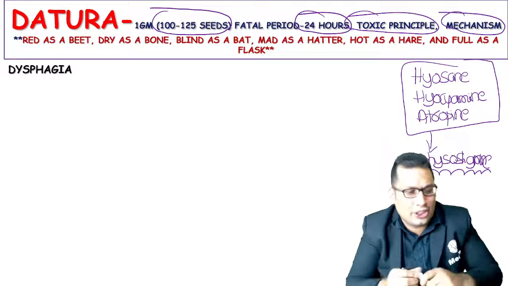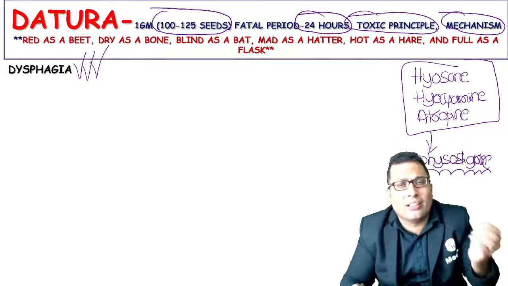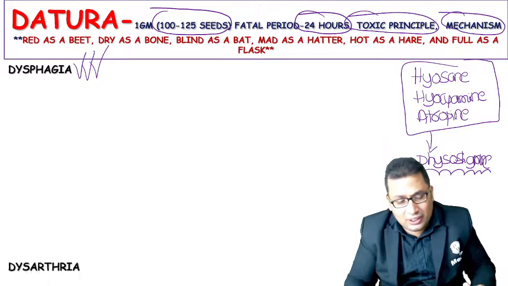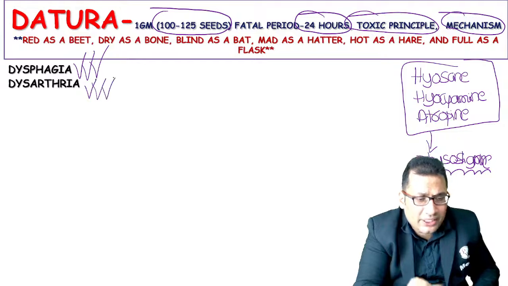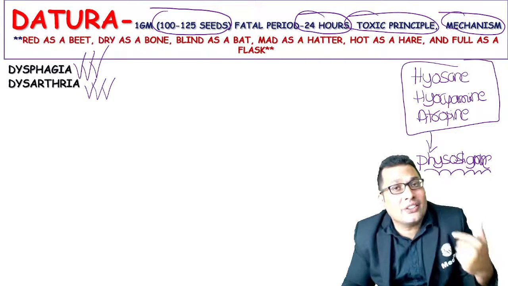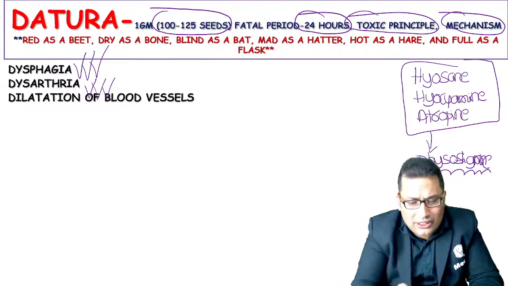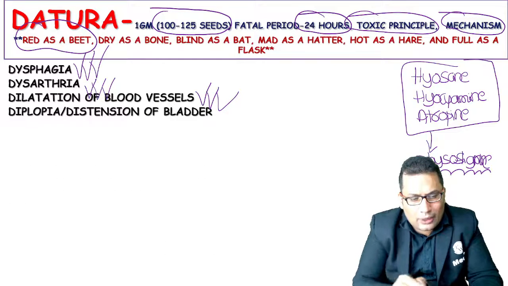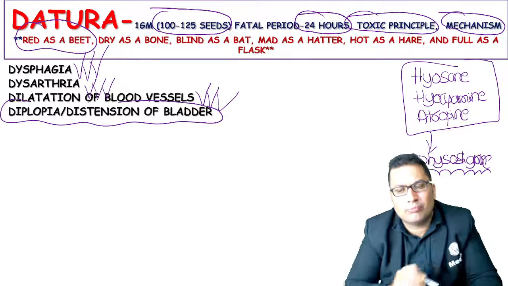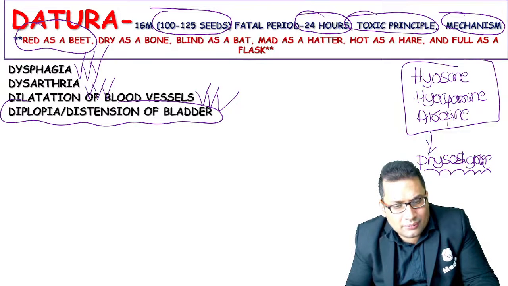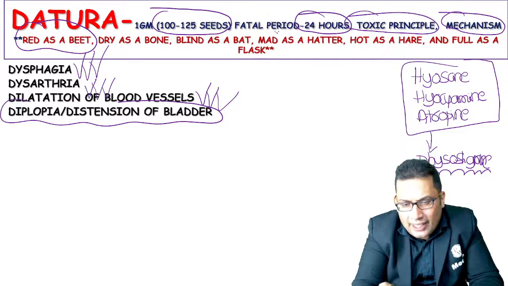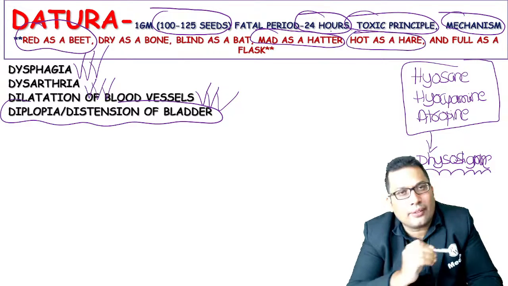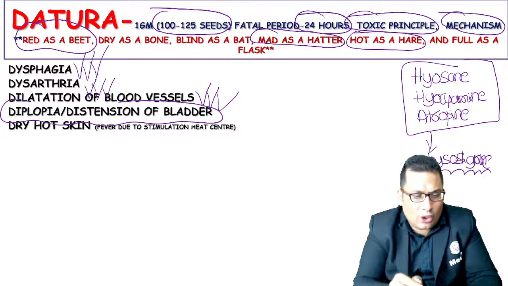There is dysphagia: difficulty in drinking water and taking food. There can be dysarthria; patients suffering from datura poison can have difficulty in speech. Dilatation of blood vessels is known as red as a beet. There can be diplopia and distension of bladder. Mnemonic: full as a flask. And mad as a hatter. Hot as a hare: there can be dry, hot skin.